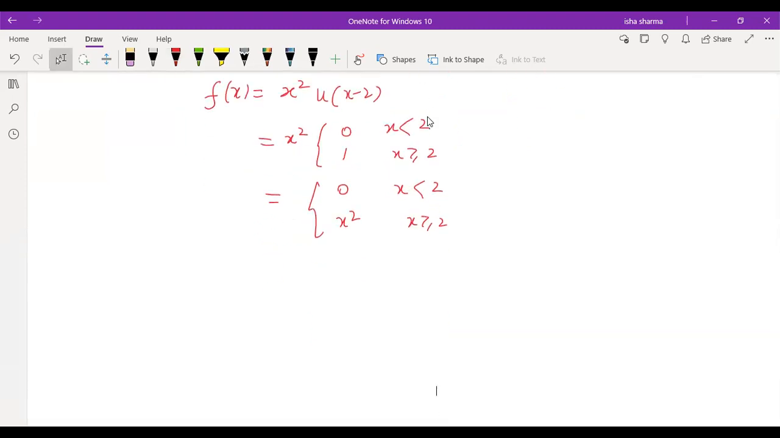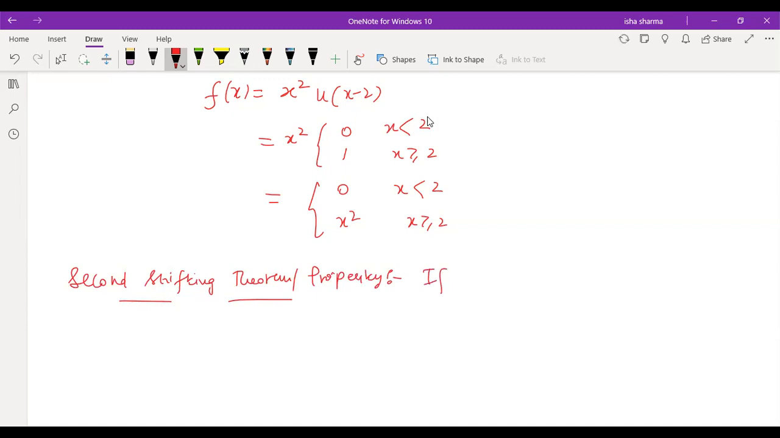Now, this is the statement which I am going to give you of the second shifting theorem, also known as property.